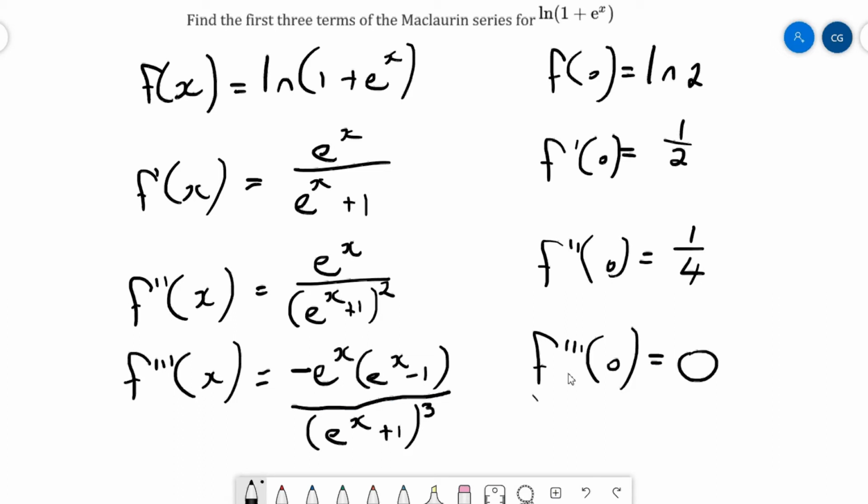Now, they say find the first three terms. Normally, they could also ask for the first three non-zero terms. And that's why I did evaluate this one extra, just to show that sometimes when we do evaluate a derivative at 0, it could be 0. Therefore, this one here will not be a term. All right. So now we have f of x. We have the first, second, third derivative all evaluated at 0.